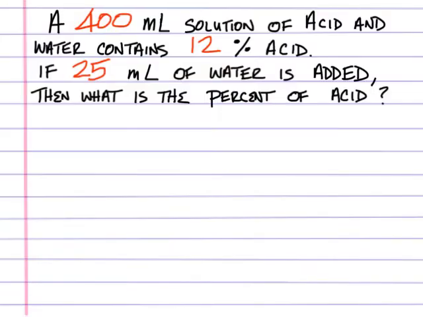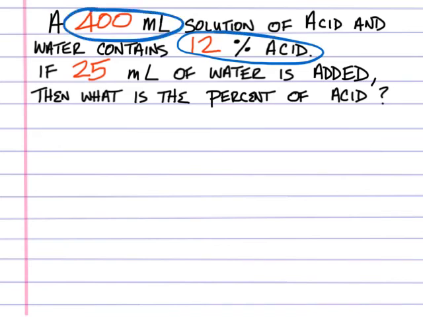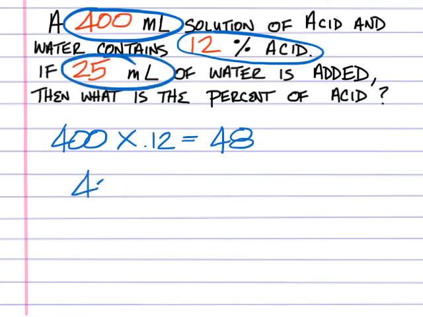Practice number 3. A 400 milliliter solution of acid and water contains 12% acid. If 25 milliliters of water is added, then what is the percent of acid? The solution for the practice problem is to find out how many milliliters of acid we have out of 400. So you multiply 400 by 0.12. 400 times 0.12 is 48. We're adding 25 milliliters of water to the solution, so it's 400 plus 25.